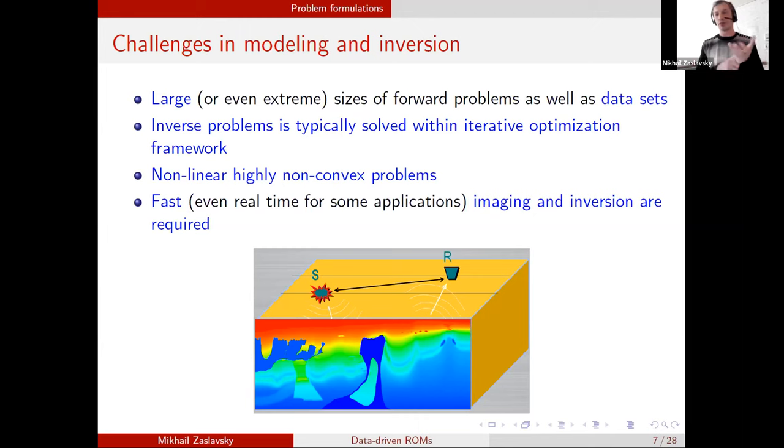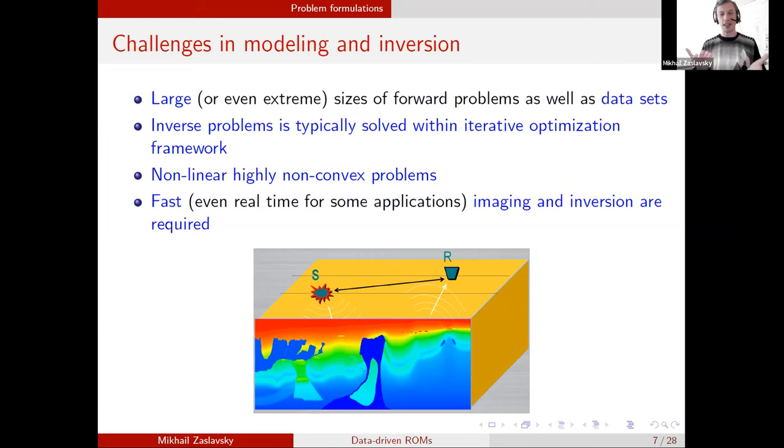First of all, one challenge comes from the size of the problem. Typically in electromagnetic problems, we deal with problems of size easily several millions, but if we want to do seismic, the size of the problem can go up to billions easily. That's for forward problems and for inverse problems. Since the problem is solved in an optimization framework, the forward problem has to be solved multiple times in the iterative framework. That's quite expensive, and moreover, since the problem is highly non-convex, the number of iterations can be not just one or two. It can be tens or hundreds easily.